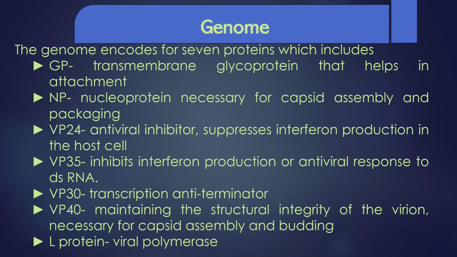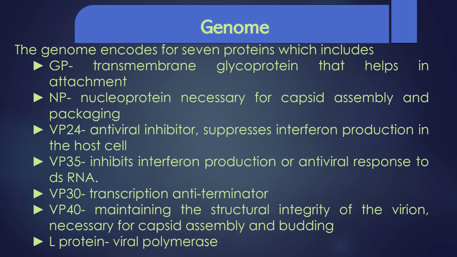Genome. The genome encodes for 7 proteins which include GP, the transmembrane glycoprotein that helps in attachment, NP, the nucleoprotein which is necessary for capsid assembly and packaging, VP24, which is an antiviral inhibitor that suppresses interferon production in the host cell, VP35 which inhibits interferon production or antiviral response to double-stranded RNA.